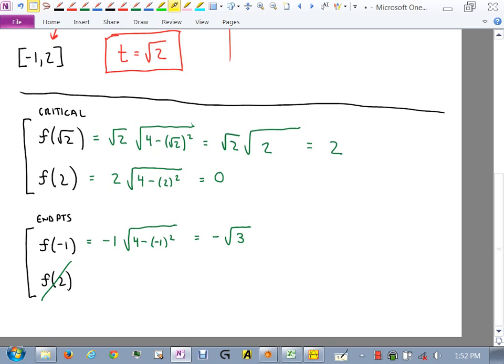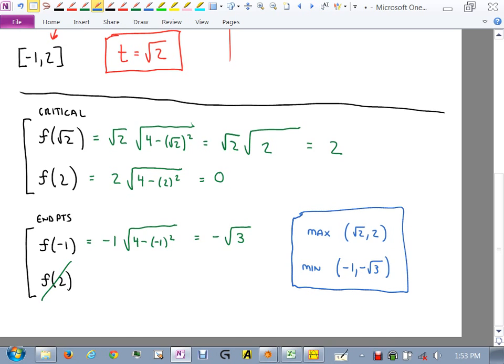Which of these is the biggest one? 2. The smallest? -√3. So when we say small, we mean the biggest negative, right? On a number line, which is furthest to the left. So here's the way I'm going to write it. I have a maximum, and it happens at (√2, 2). I have a minimum, and it happens at (-1, -√3). Agreed? And I said that's the way I prefer you write them, as ordered pairs. And that's my answer. Does that match up with the book?